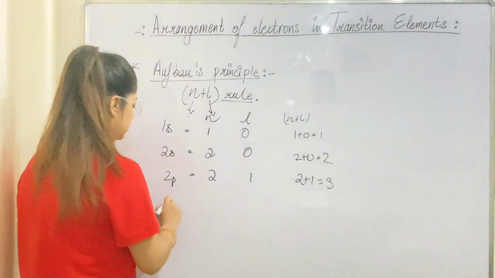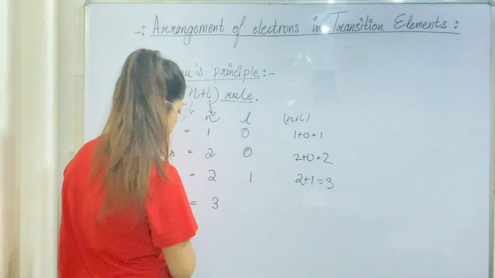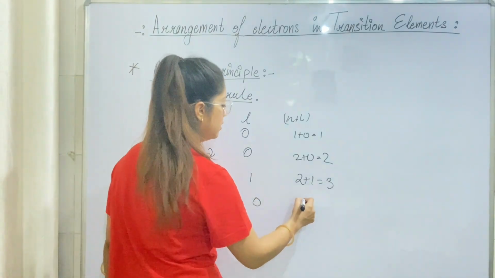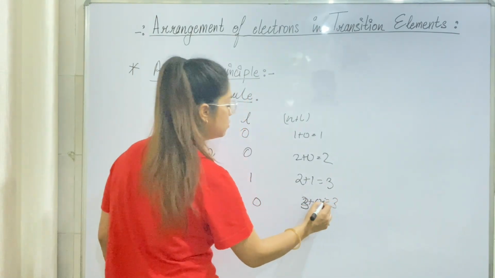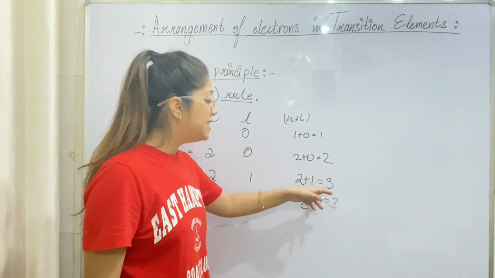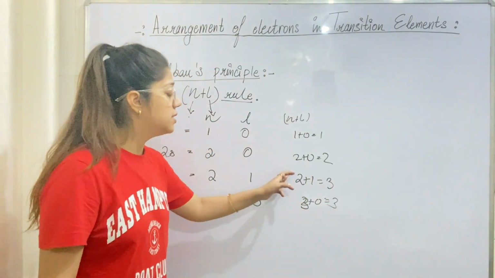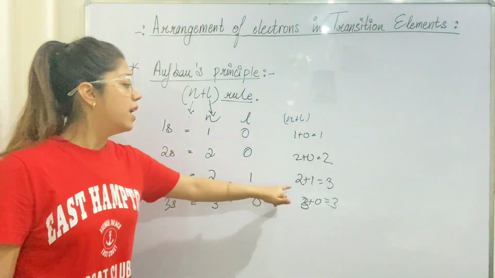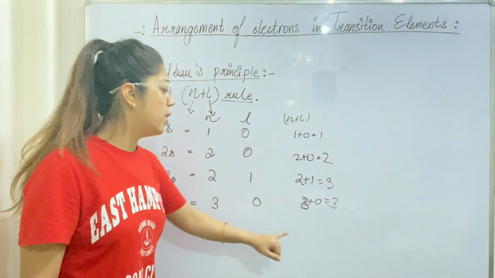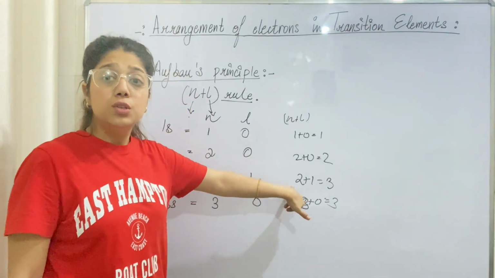Now after 2p, we have of course 3s. For s, the value of L is 0, so 3 plus 0 is equal to 3. The value is 3 here as well as here. Now in this case, if the values are the same, then we go for the lower value of N. For 2p, the value of N is 2 and for 3s, the value of N is 3. So we will go with this one, 2, okay?